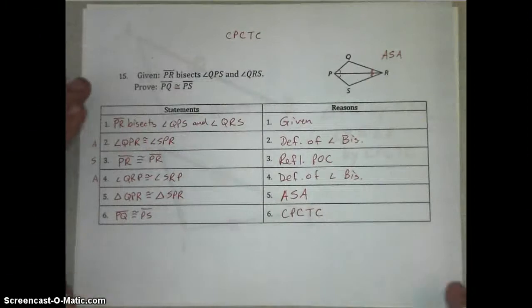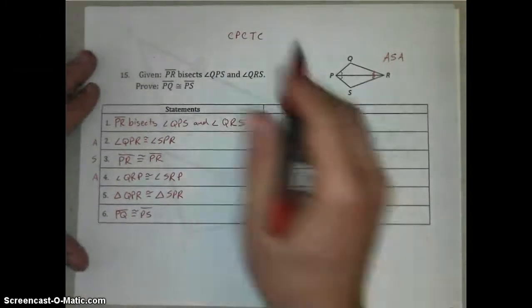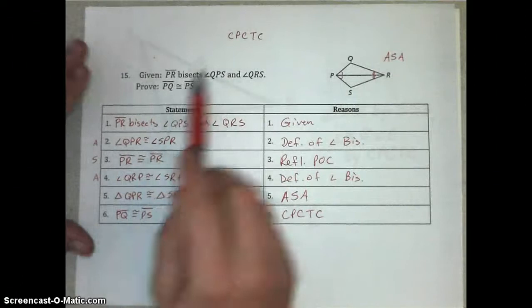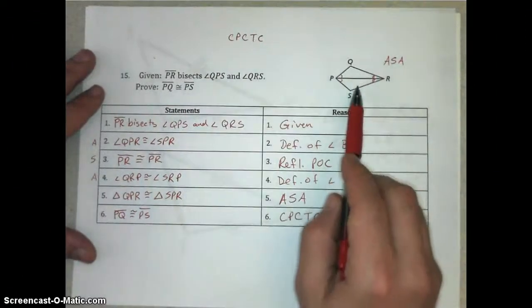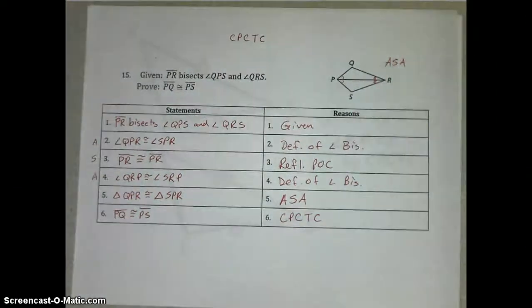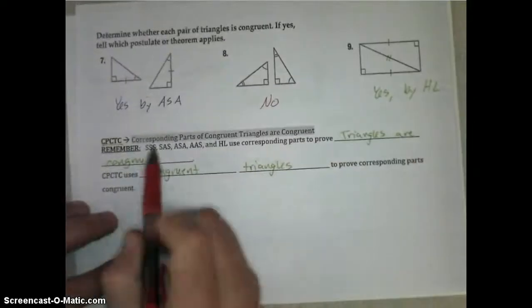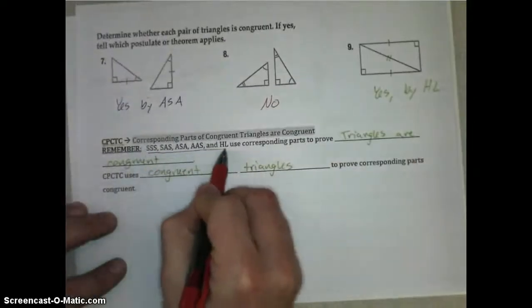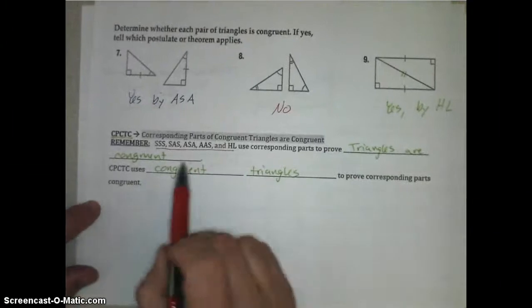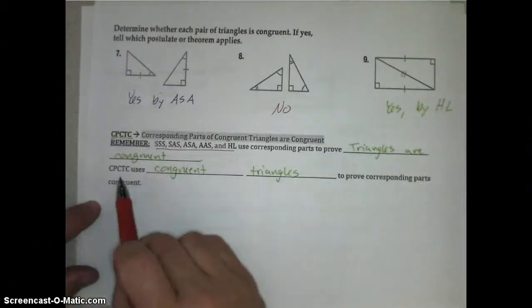So we'll do some more proofs in class over this concept here, but again, if you're trying to prove that just individual parts are congruent, you know you're going to have to prove that triangles are congruent first by one of our 5 congruence theorems. Then we can prove that the individual parts are congruent by CPCTC.